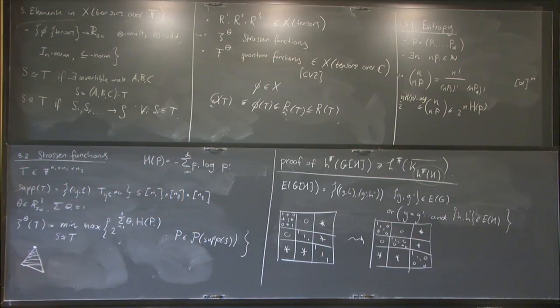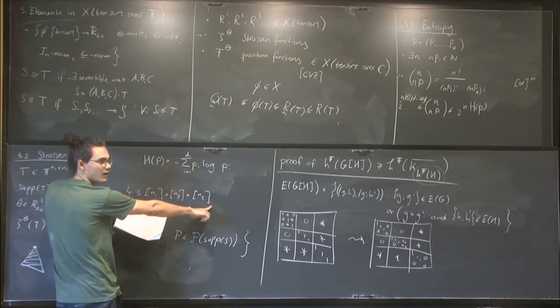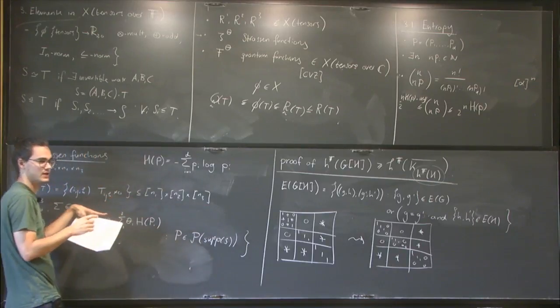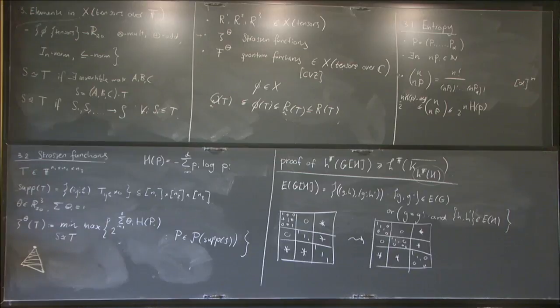So when you say probability distribution, it's on the support, which is a subset of this. The support is a set of triples. It's just a set. Yeah, that's a really good point.